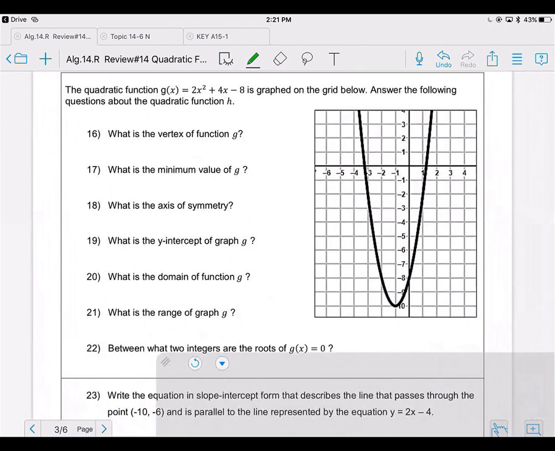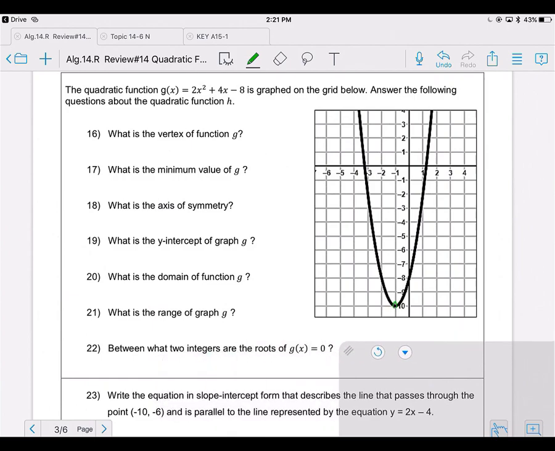We have another quadratic function, g of x, shown. G of x is 2x squared plus 4x minus 8. Answer the following. Now again, all of these can be answered by looking at this graph. Or if you prefer the calculator, this time they do give us the function, so you could plug this into the calculator and follow those steps, but I'm just going to use the picture.